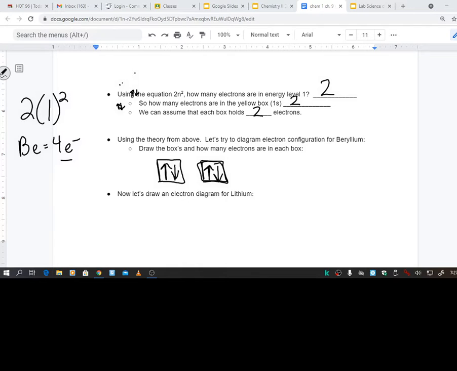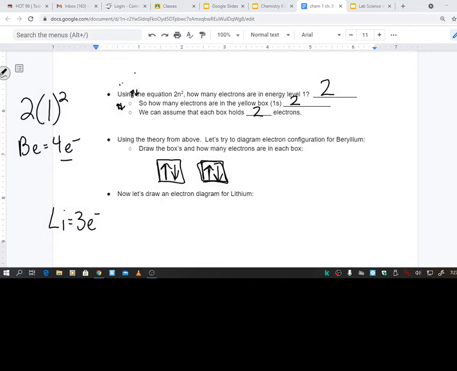Okay, so now let's do it for lithium. Now lithium has 3 electrons. Once again, we are just assuming that these are neutral atoms, that there's no charges on them. So I'm getting these numbers by just kind of a refresher. The atomic number of lithium is 3. That means it has 3 positive protons. So if it's neutral, it must have 3 negative electrons.